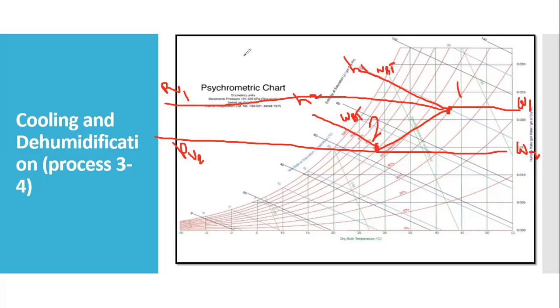Anyone? Okay, so let me write down over here. What about specific humidity? Decrease or increase? Specific humidity, that is W1 and W2 here, does it increase or decrease at the end of this process?